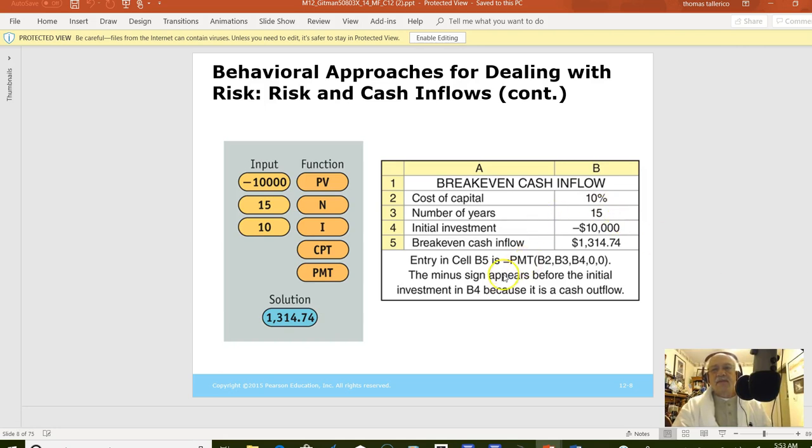All right, so behavioral approaches. Here's how they calculate the net present value with a financial calculator, if you've got one, and you can also use Excel. If you have any questions about using these devices, feel free to contact me.